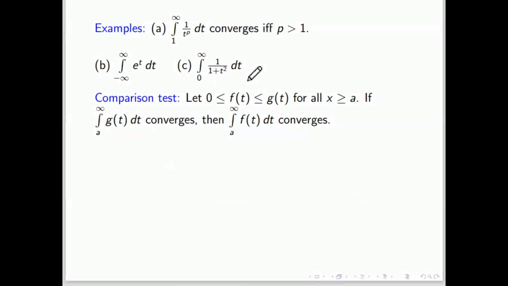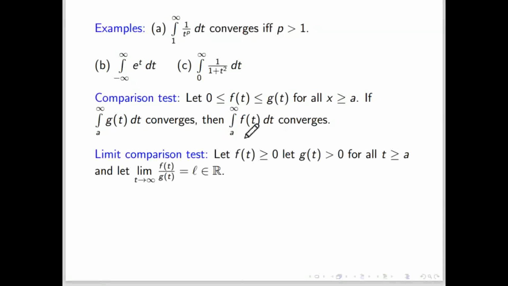Now, same as the series, if f(t) is less than g(t) and both are positive or equal to 0 also, then if the bigger integral converges, the smaller will also converge, like series. If g will converge, then f will also converge. But the converse is not true. Like if the integral of g(t) from a to infinity converges, then f will also converge, similar to series.